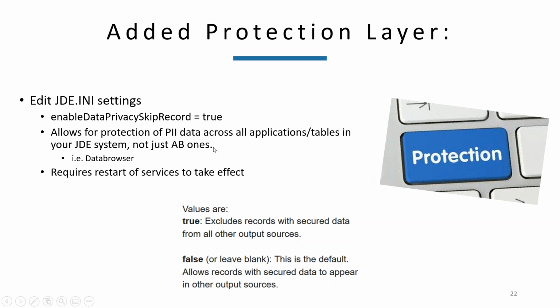Not necessarily. So that's why we recommend, and I can't highlight it or click, so I'm going to move on, but this first bullet point under the top one is enable data privacy skip record equals true. It is always set to false, so you would change that, and this allows for protection of PII data across all applications or tables in your JDE system, not just your address book ones.